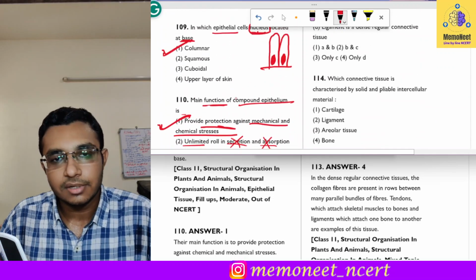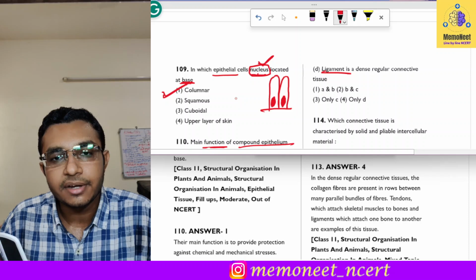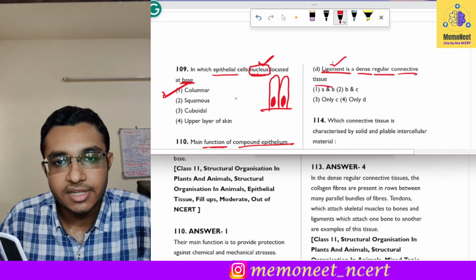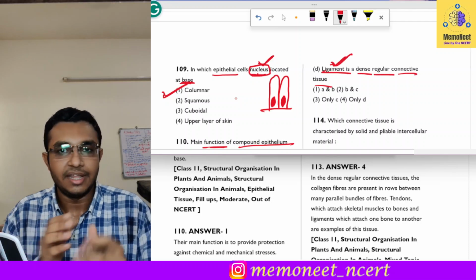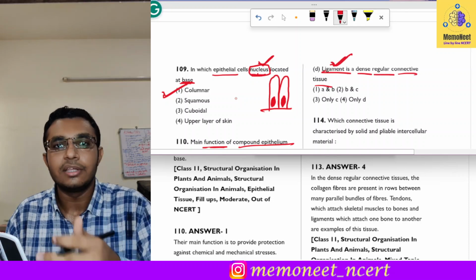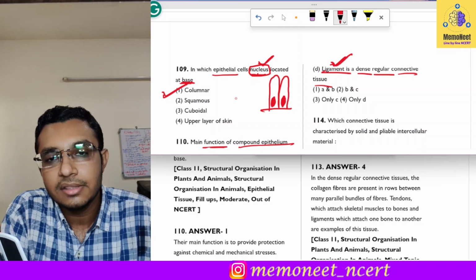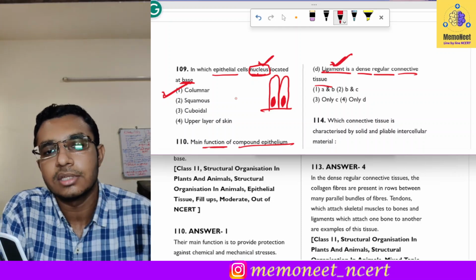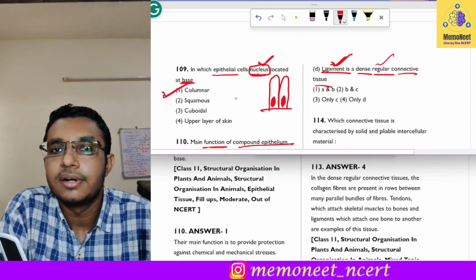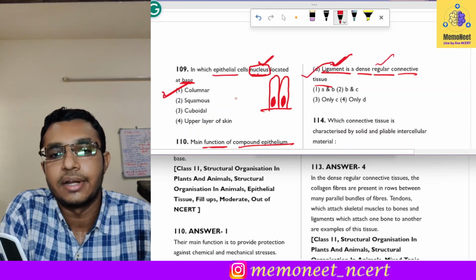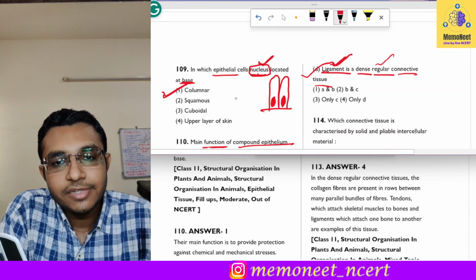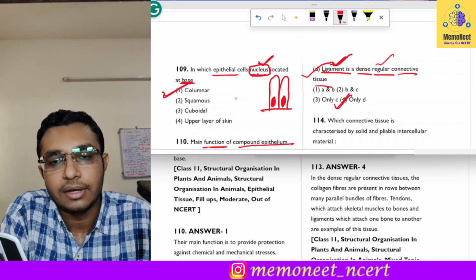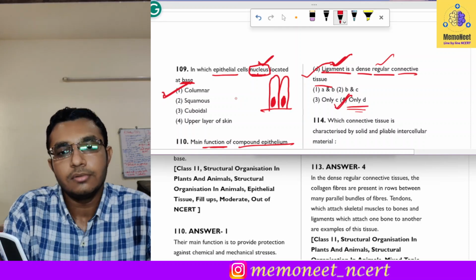The fourth statement is ligament is a dense regular connective tissue. Yes, this statement is absolutely correct. Why? Because ligament is a type of dense regular connective tissue. In the ligaments the collagen fibers are arranged in a regular pattern, therefore it is called dense regular connective tissue, and this statement is correct. As we saw, among the 4 statements only statement D is correct. So the correct answer of this question will be option 4.